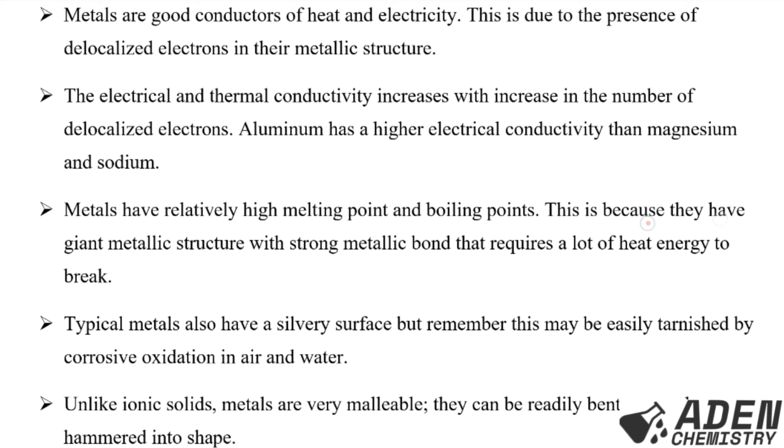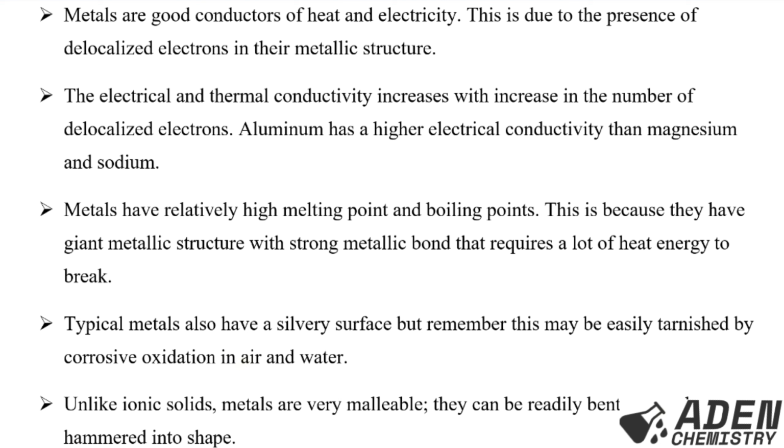So next we are saying metals have relatively high melting points and boiling points. This is because they have a giant metallic structure with strong metallic bonds that require a lot of heat energy to break. Remember we said metallic bonds are strong bonds, so for them to be broken down it requires a lot of energy. Next we are saying typical metals have a silvery surface, but remember this may be easily tarnished by corrosion or oxidation by oxygen in air and also water.